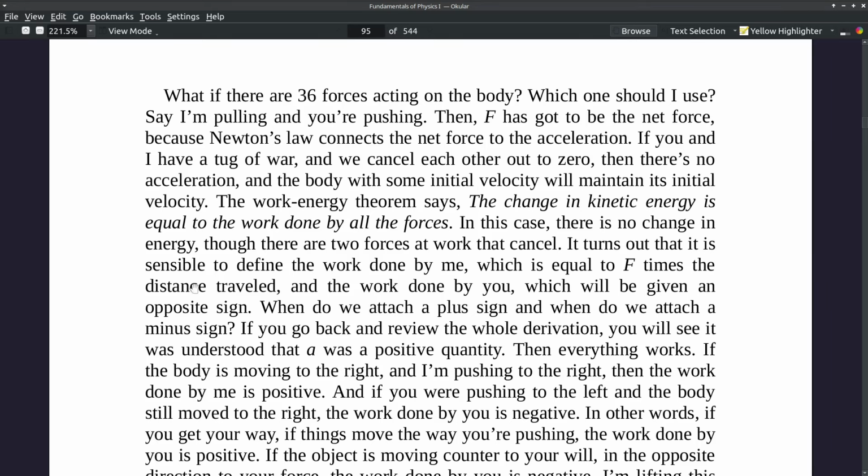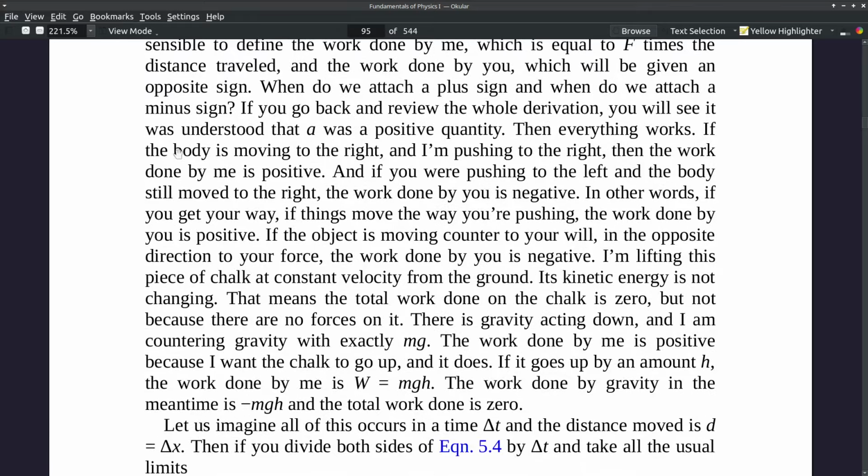It turns out that it is sensible to define the work done by me, which is equal to F times the distance traveled, and the work done by you, which will be given an opposite sign. When do we attach a plus sign and when a minus sign? If you go back and review the whole derivation, you will see it was assumed that a was a positive quantity. Then everything works. If the body is moving to the right and I am pushing to the right, then the work done by me is positive. And if you were pushing to the left and the body still moved to the right, the work done by you is negative. In other words, if you get your way, if things move the way you're pushing, the work done by you is positive. If the object is moving counter to your will, in the opposite direction to your force, the work done by you is negative.